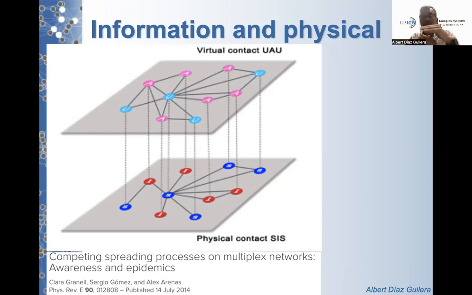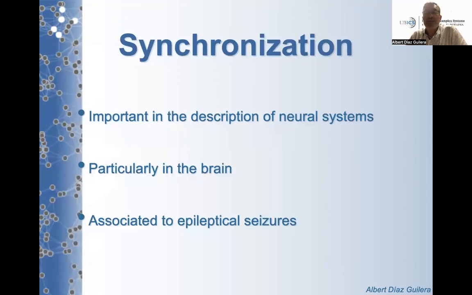This is clearly a multiplex construction because you have the same users in the two layers, but the interaction is according to different types of dynamics. So there is something spreading information in one case, awareness, and physical disease in the other. And then just to end, let me talk a little bit about this phenomenon of synchronization.